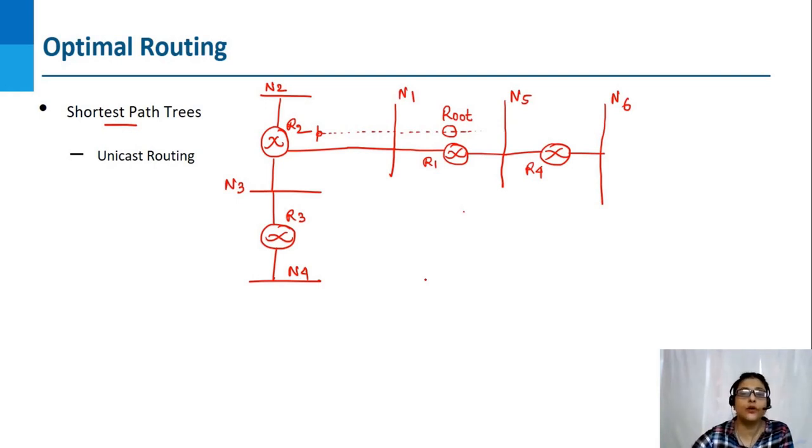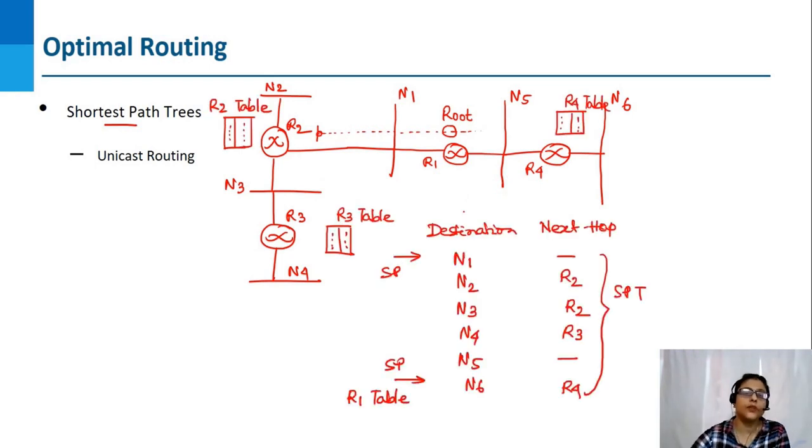Let's say we have this network where there is a root node, and we have to create the shortest path trees to all other networks. We have 6 networks here, 1, 2, 3, 4, 5, and 6. And we have 1, 2, 3, 4 routers here. Let's see how to create the routing table. Each router will have a routing table, and each routing table will indicate a shortest path tree. Let's understand that of router R1.